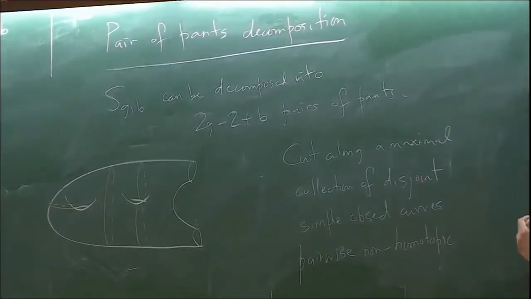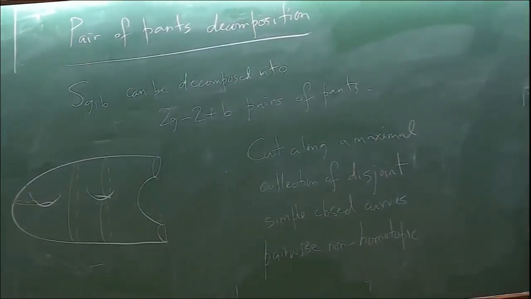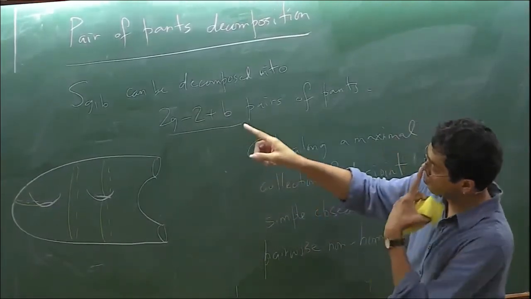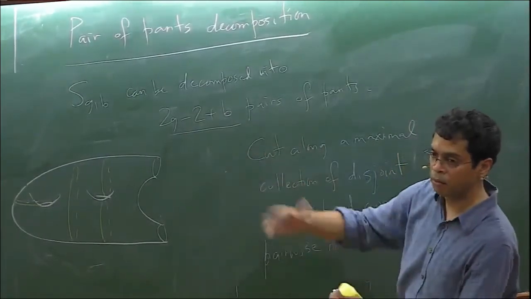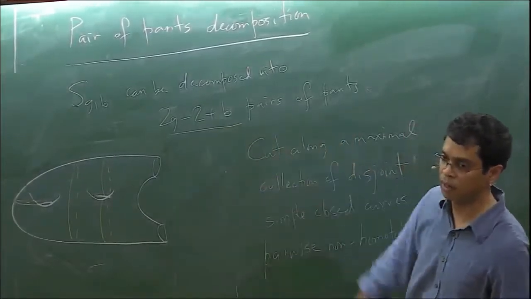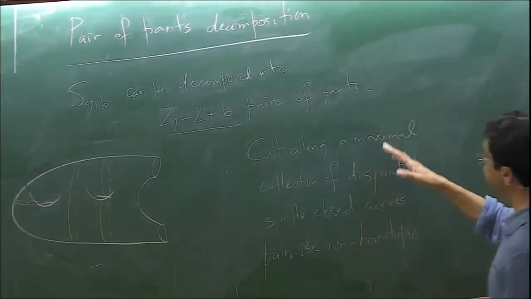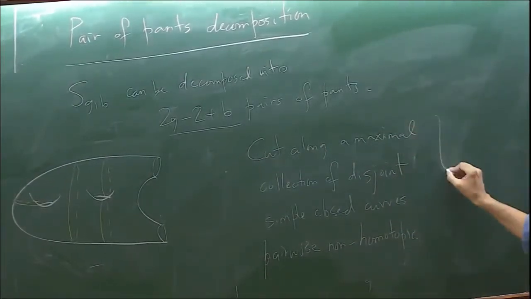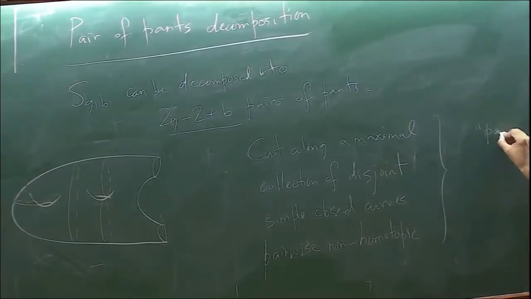So this is how you build a pair of pants decomposition. There are this many pairs of pants because all the Euler characteristics add up when you're gluing, and so a pair of pants has Euler characteristic minus 1. So that gives you this number. How many such curves are there? These are, by the way, called pants curves. I'll call them pants curves.